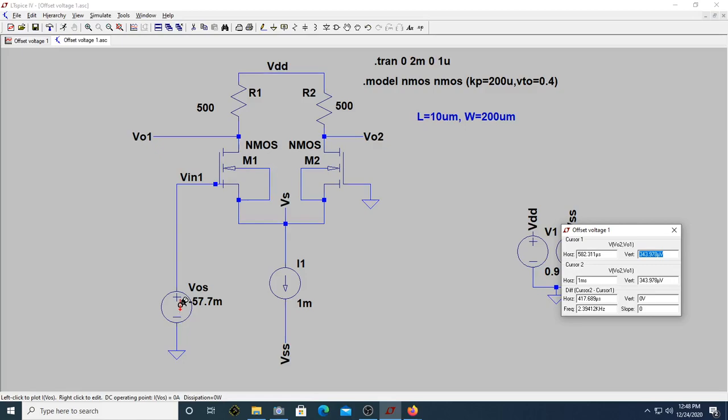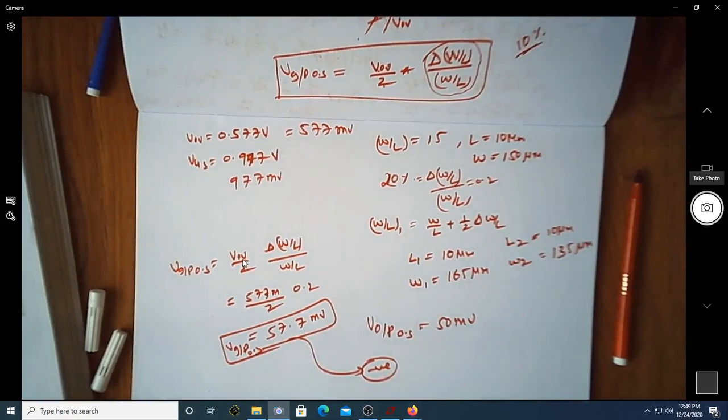Of course, what is the magnitude? Because we are looking at the mismatch due to the W by L, and since the W by L error mismatch is 20%, it is 20% multiplied by half of the overdrive voltage. That's what this is: half of the overdrive voltage multiplied by the percentage deviation in your W by L. So this comes out to be this much.